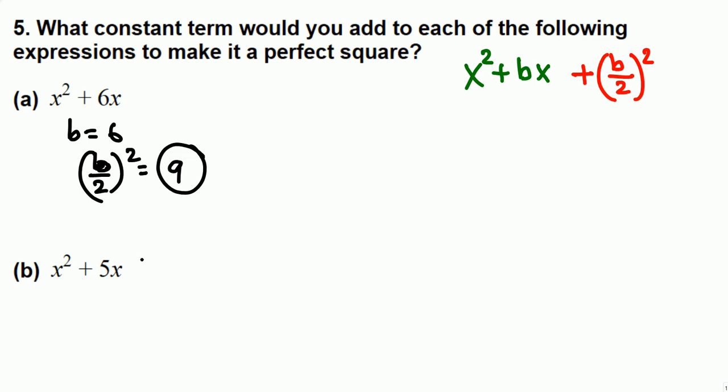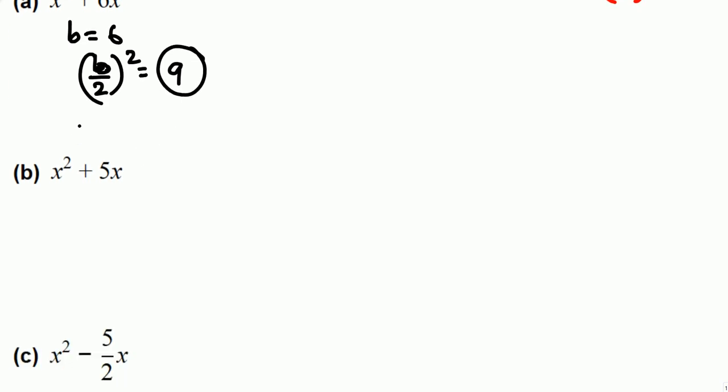Okay, let's move to the second question. x squared plus bx, so b is 5, so all we have to do is half of b, so b over 2, 5 over 2 quantity squared, which is 5 squared, 25, over 2 squared, 4. So we need to add 25 over 4 to make it a perfect square. So 25 over 4 is the answer.